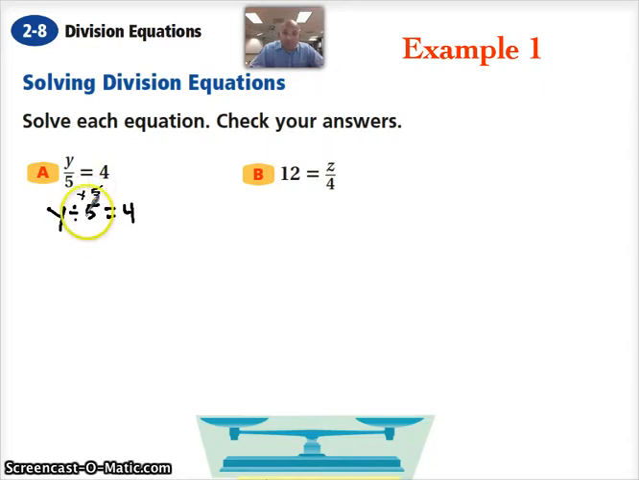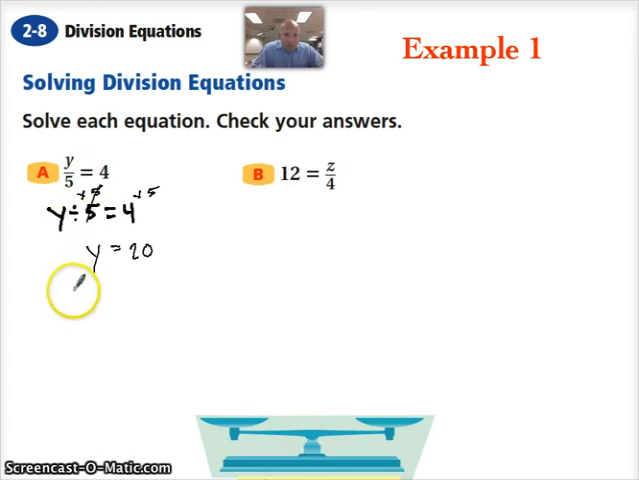And if we multiply by 5 on this end, we need to multiply by 5 on the other side of the equation. 5 divided by 5 is just 1, and then 1 times y is just y. So the 5's drop out. 4 times 5 is 20. So we've isolated the variable and we found the solution, y equals 20.